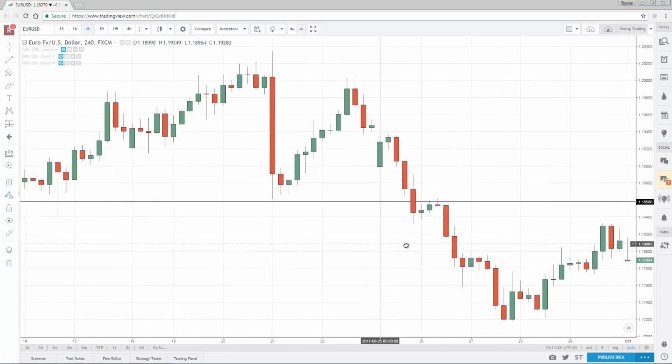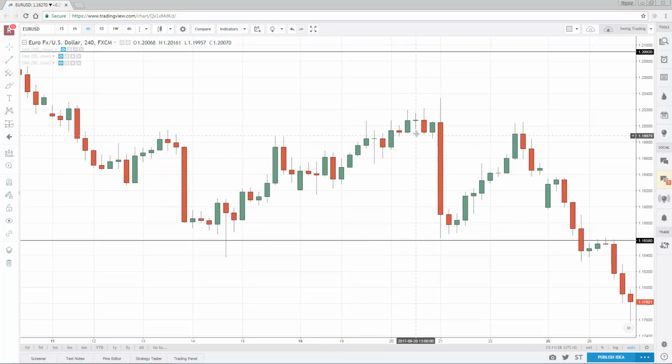So let's scroll back and see if we can find a few more dojis. This is another doji. This is another one. And of course, the meaning of each of them is different depending on where the price got rejected, whether it's higher or lower.